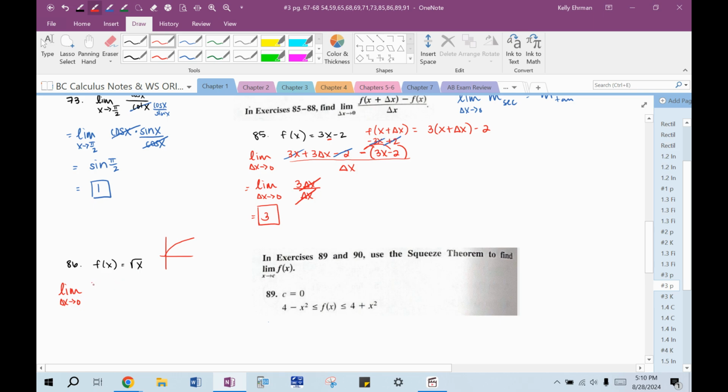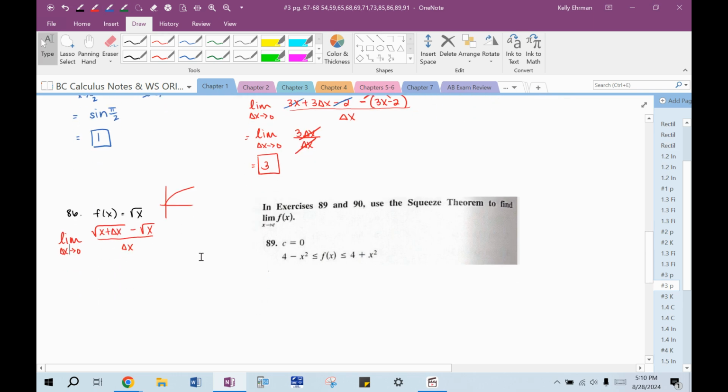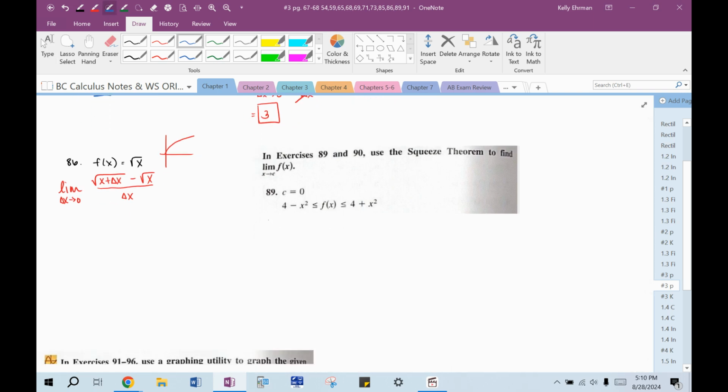So in this function, that'll just be square root of x plus delta x minus f of x, which is square root of x, all over delta x. We can't plug in 0 right now for delta x because we would get 0 divided by 0, which is an indeterminate form, meaning we've got to do more stuff to it to figure out the limit. And so we multiply by the conjugate of the numerator.